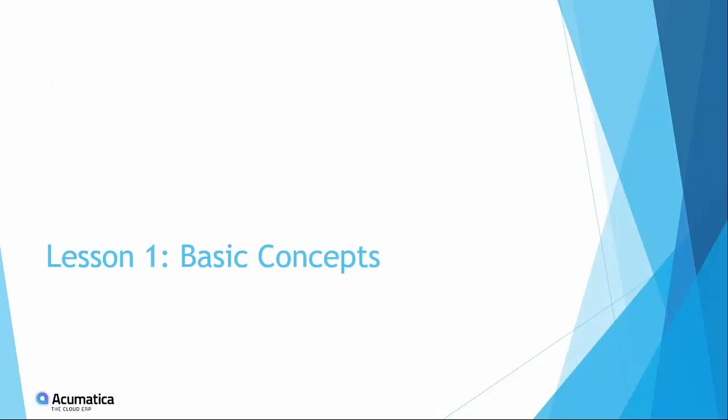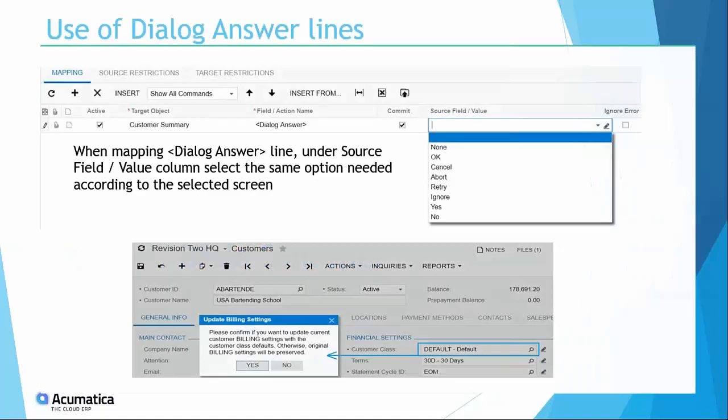Okay, we have the basic concepts that we listed in the previous slide. First of all, we have the use of dialog answer lines. When you map the dialog answer line under the source field value of an import scenario, you commonly need to select the needed answer depending on the screen. There are some pop-up screens that jump when you make some changes. Here we have an example. Under customer screens, if you change the customer class, the system asks you if you want to keep the current billing settings or update the ones with the new class.